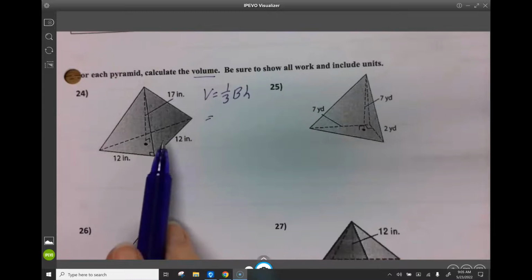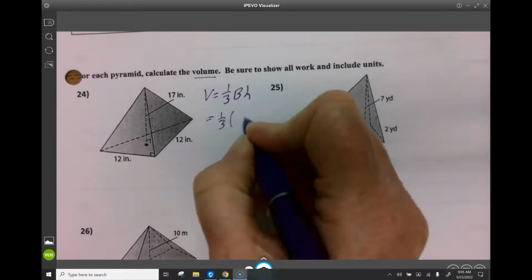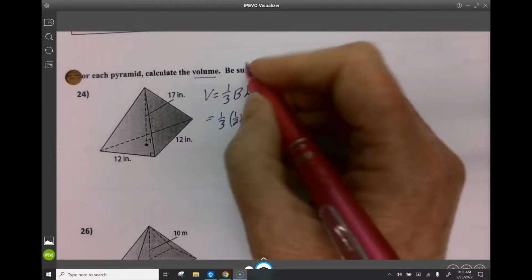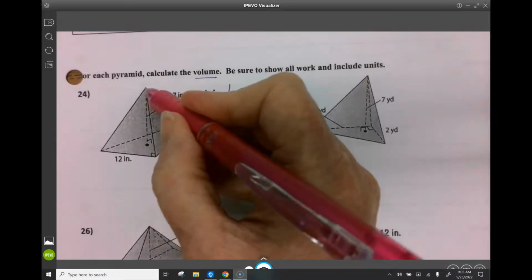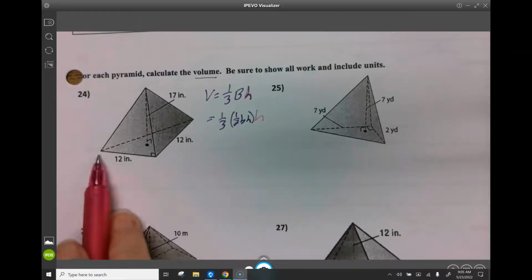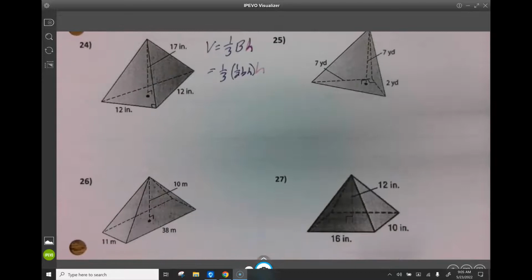And then you just have to look at what kind of base you have. So here I have a triangular base, so it's going to be 1/3 times 1/2 base times height. And remember, this height is the height of the prism. Your height of your prism goes from your apex perpendicular to the base. And then you're just going to plug that in. Well, it looks like my triangle is 12 times 12, so base times height. Okay, I'll let you do that one.